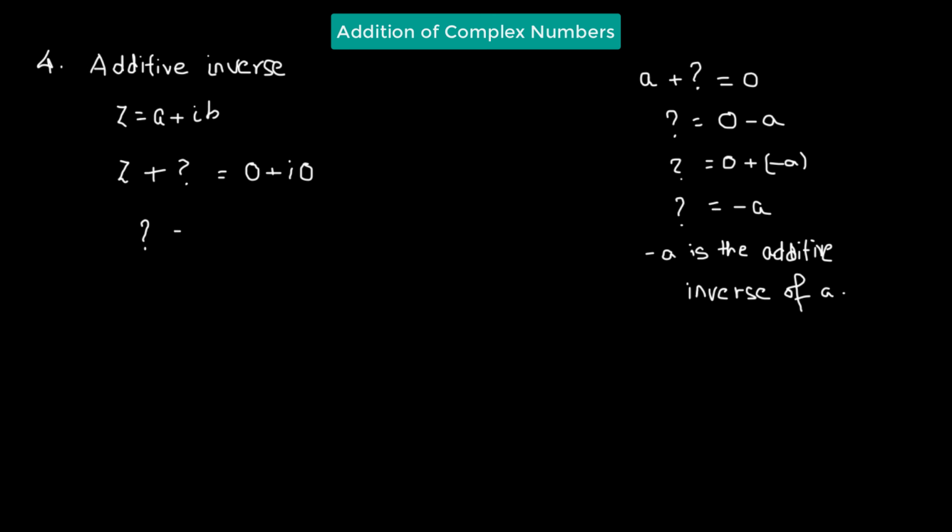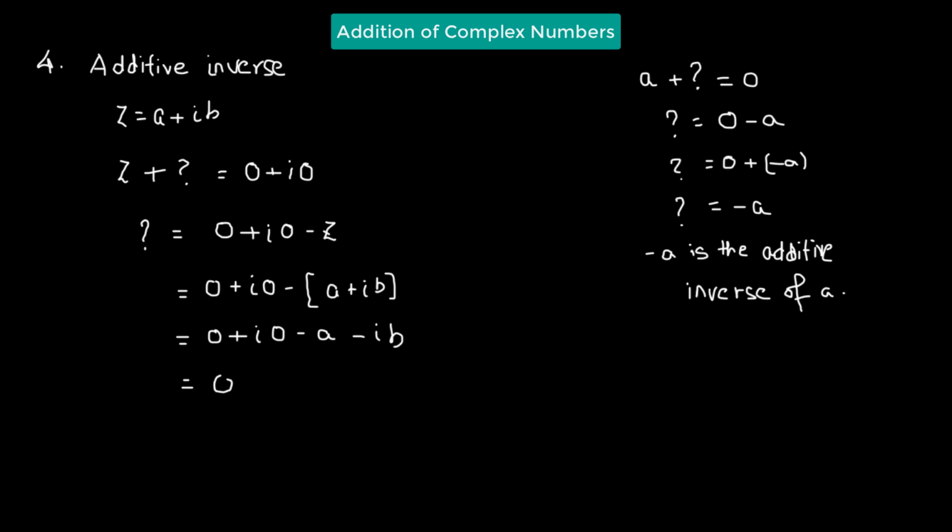So we have to find out this unknown number. We're going to subtract z from both sides, so that leaves us with 0 plus I times 0 minus z. So that is 0 plus I times 0 minus our complex number z, which is a plus ib. So we have 0 plus I0 minus a, minus times plus is minus, minus I times b. Now we're going to combine the real parts. So we have 0 minus a plus I times 0 minus b.